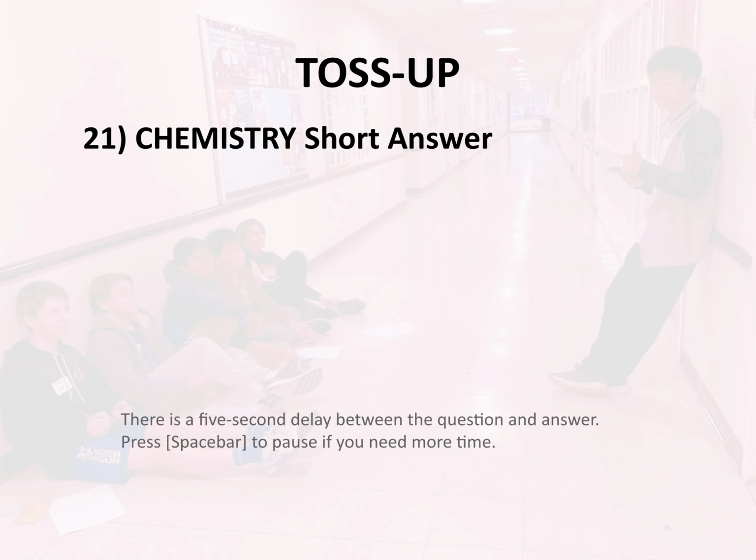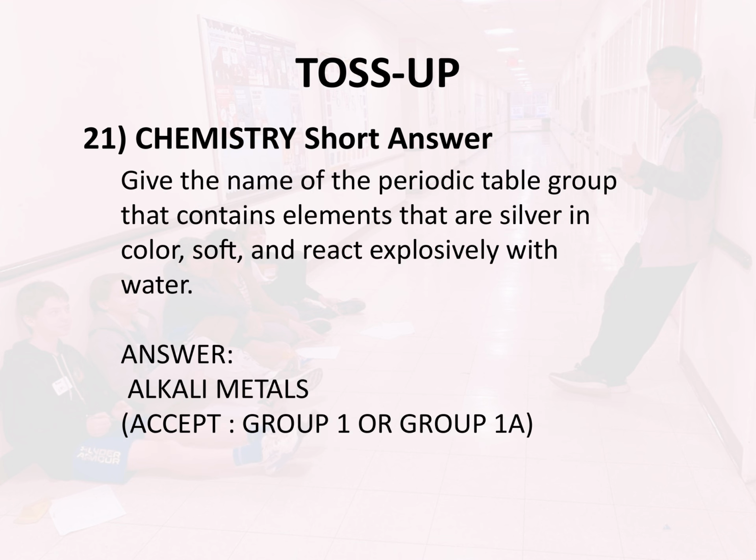Toss-up 21. Chemistry. Short answer. Give the name of the periodic table group that contains elements that are silver in color, soft, and react explosively with water. Answer: Alkali metals.